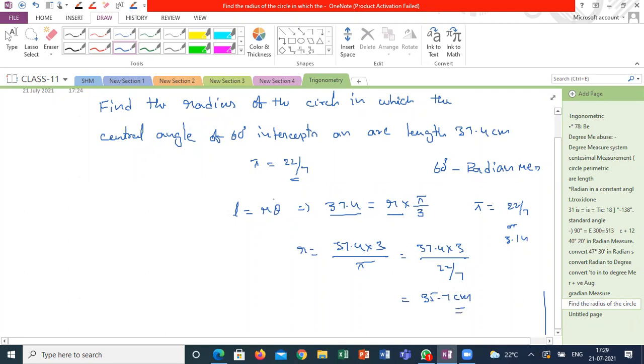Suppose I get pi including some angles, like pi plus 30 degrees or pi plus 50 degrees. They are using two different systems to add the angle, so you have to substitute pi as 180 degrees.